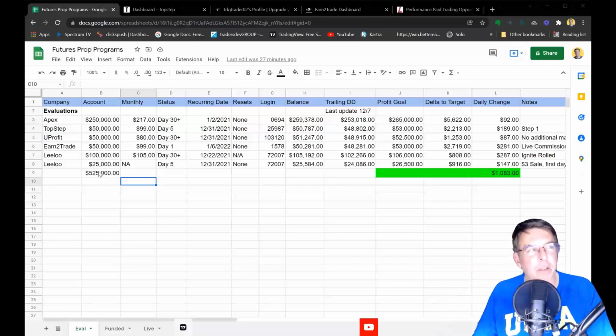This is the notional value. So currently I am competing for $525,000. This is what this cost me in monthly subscriptions. So I don't know, that's about $600 to potentially get access to $525,000. Seems like a pretty good business and deal to get into.